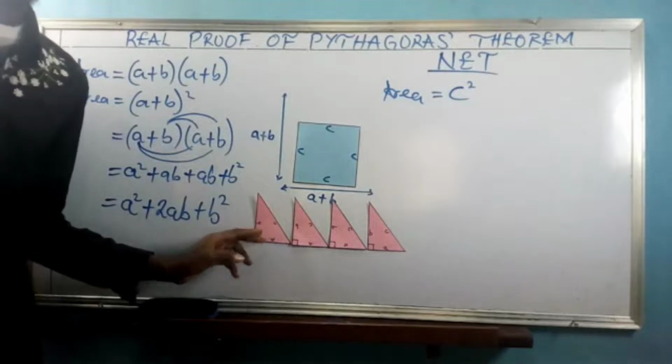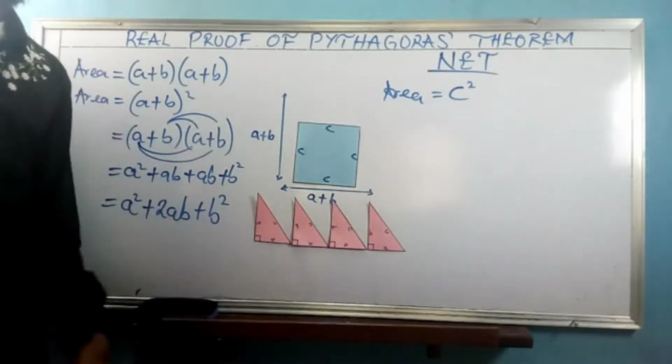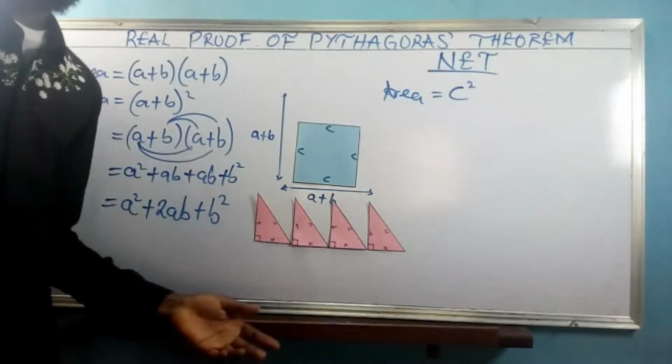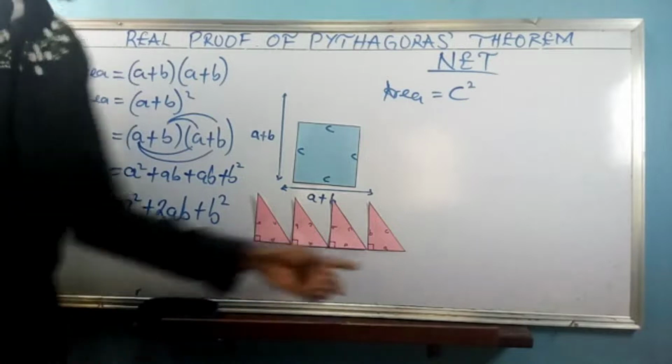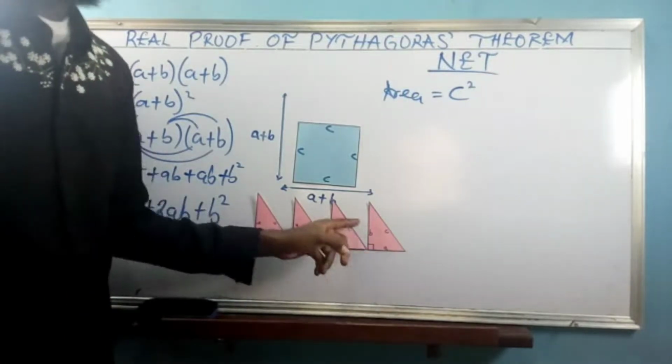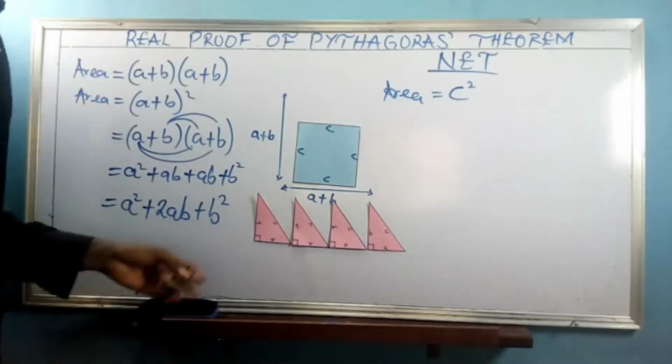Now, area of a triangle is what? Area of a triangle is half base times height. Very good. And these are our base, these are our height, our A and B. Base, height. So now, half base times height.